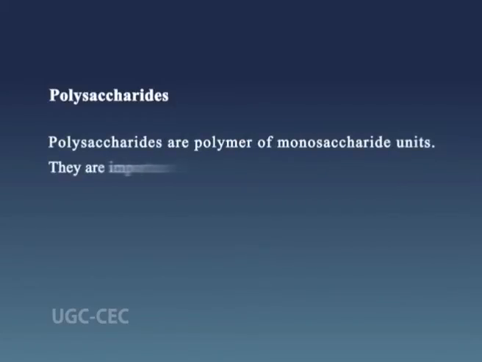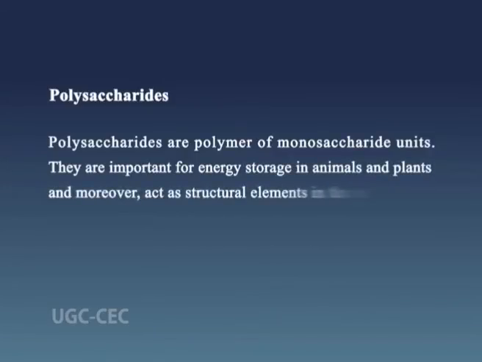Then, the polysaccharides. Polysaccharides are polymers of monosaccharide units. They are important for energy storage in animals and plants, and moreover, act as structural elements in the cell walls of bacteria and plants. A polysaccharide called cellulose is one of the most abundant organic compounds in the biosphere. In cellulose, fibrils are formed by parallel chains and interact with one another through non-covalent interactions.